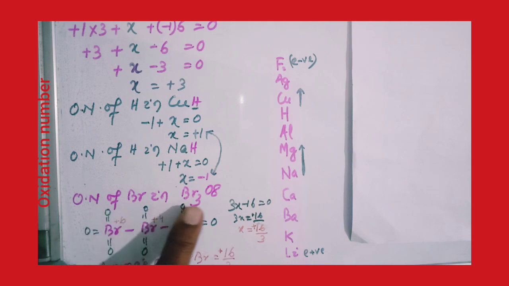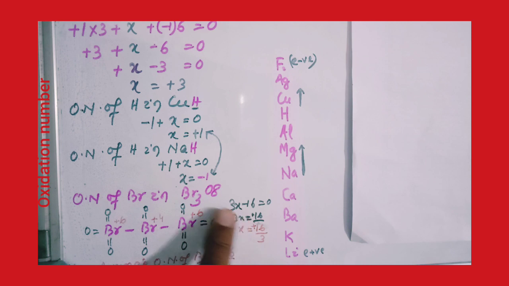Oxidation number of bromine in Br3O8. You see, for 3 Br atoms 3x, for 8 oxygen atoms it is -16, is equal to 0. 3x is equal to plus 16, x is equal to plus 16 by 3.